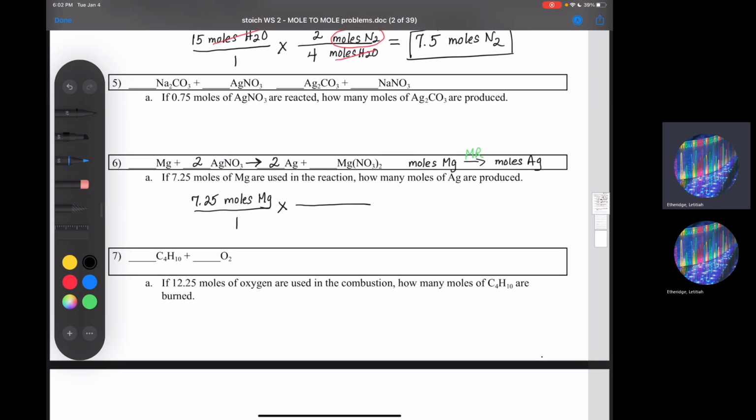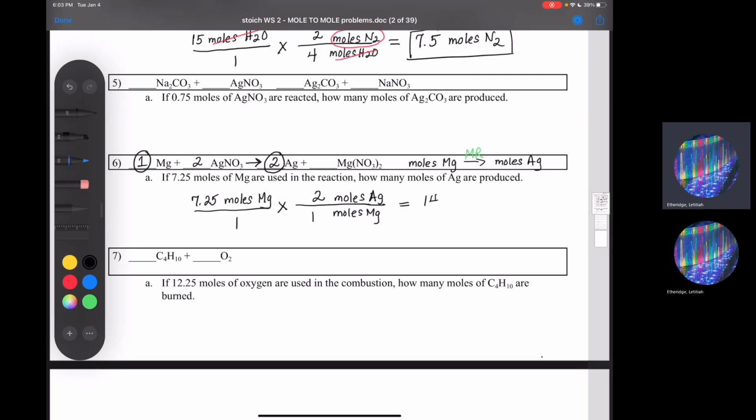Now, we have moles of magnesium in the numerator. That means I need moles of magnesium in the denominator, which means that my moles of silver are going to be on top. Now we need to take a look at our coefficients to figure out what our ratio is going to be. We have a coefficient of 2, and then we have a coefficient of 1. So our ratio is going to be 2 to 1. Okay, so take out your calculator. Take 7.25, multiply by 2, and that should give you the answer.